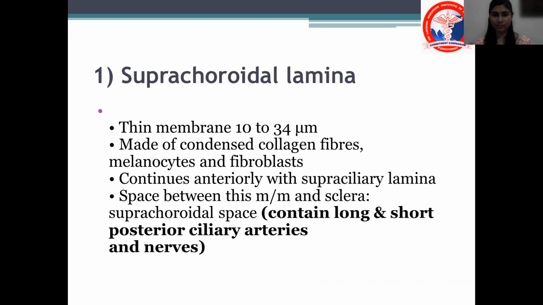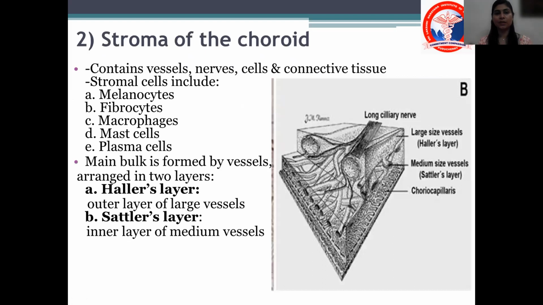Suprachoroidal lamina is a thin membrane, just 10 to 34 microns, made of condensed collagen fibers, melanocytes, and fibroblasts. It continues anteriorly with the supraciliary lamina. The space between this membrane and the sclera is called the suprachoroidal space, which contains long and short posterior ciliary nerves and arteries.